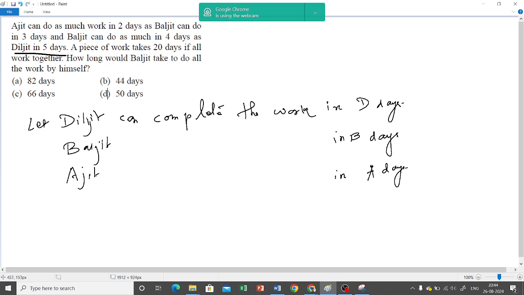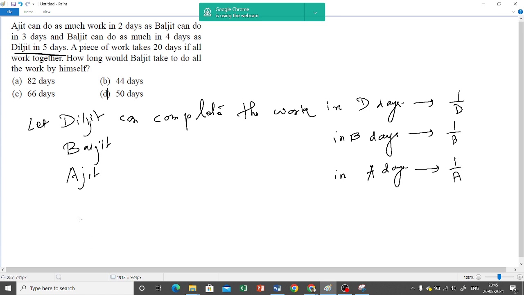So it is given that Baljit can do as much in 4 days as Diljit in 5 days. So what is Diljit's 1 day work? 1 by D. I'm not writing so many statements, it will take a lot of time. In 1 day Diljit can complete 1 by D. In 1 day Baljit can complete 1 by B. In 1 day Ajit can complete 1 by A.